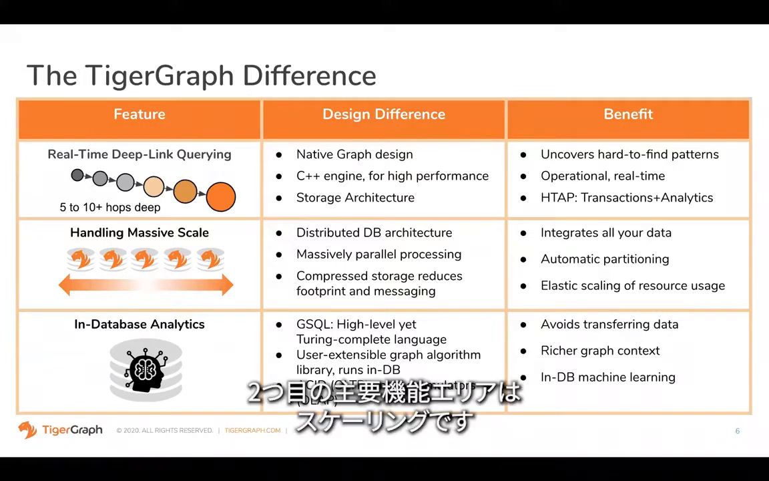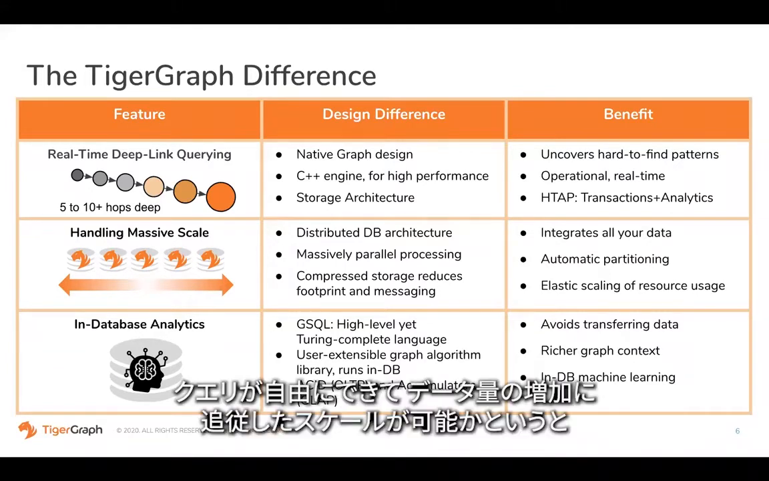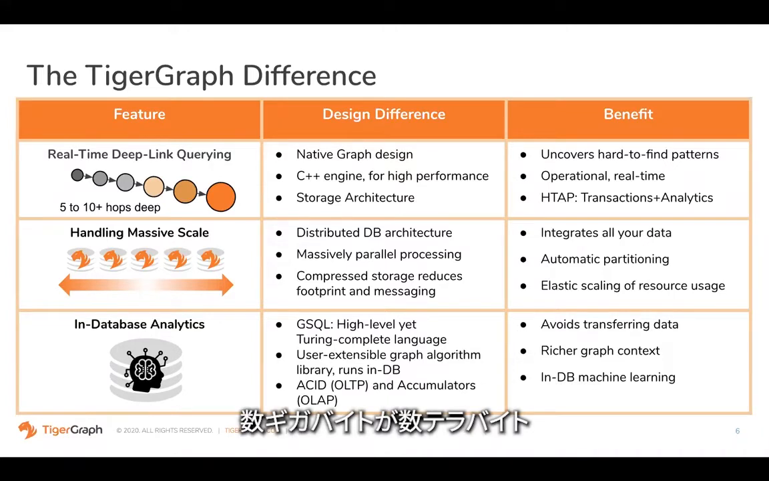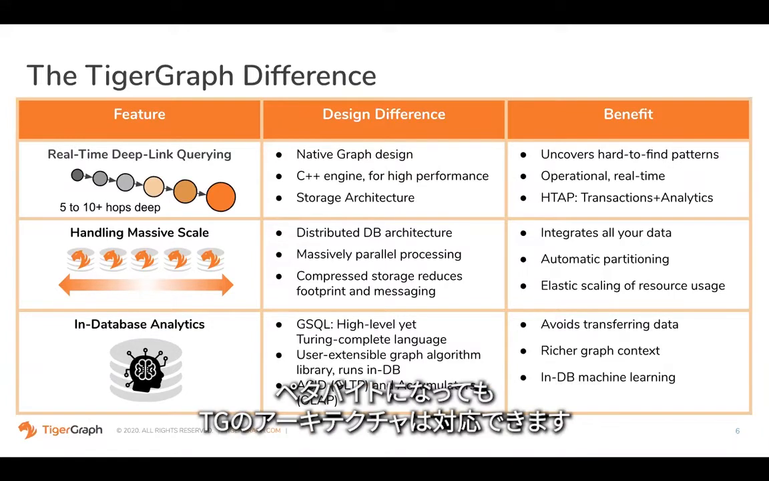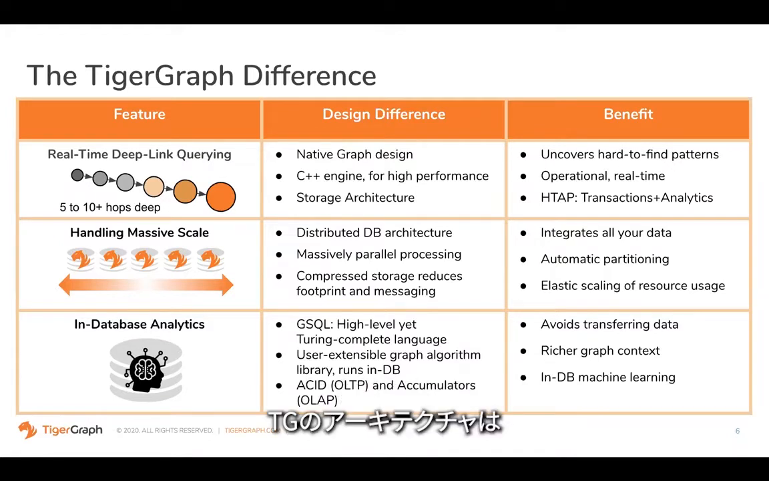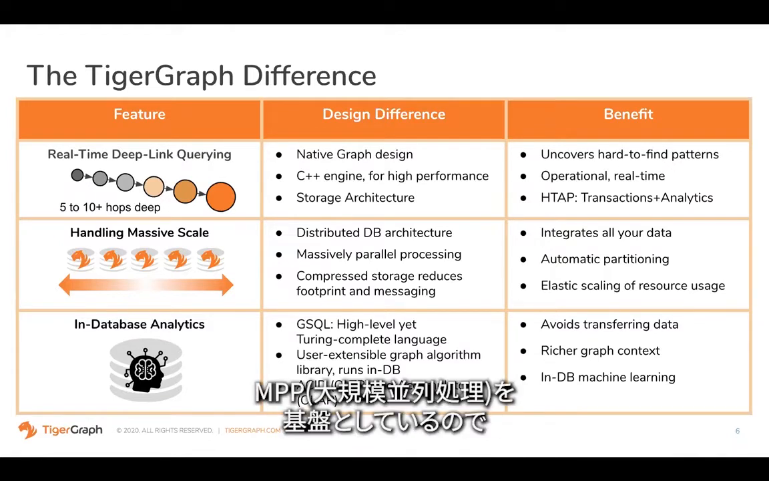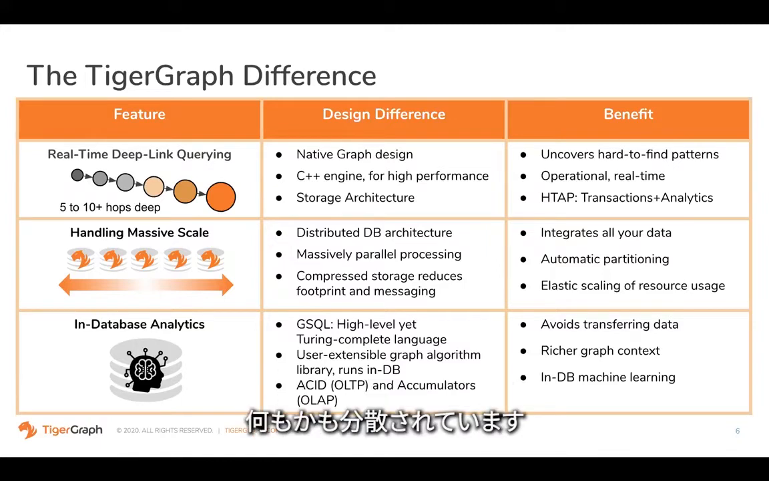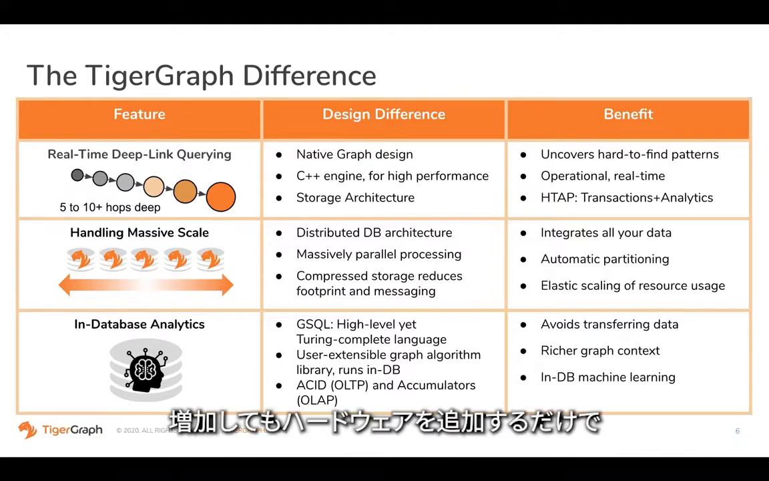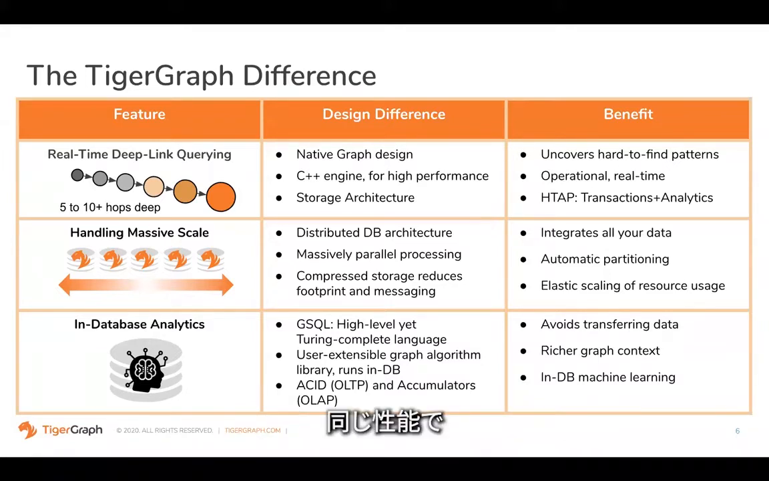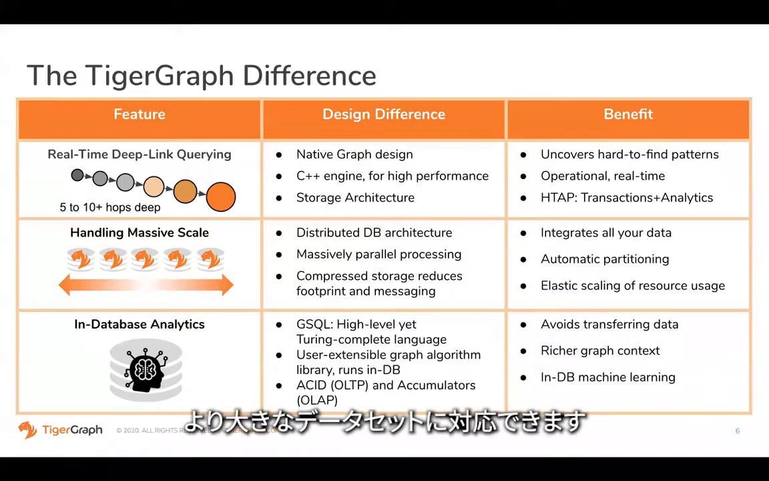Now, coming to the second key feature area, which is scale. Now you can do all of the querying, but can you handle scale as the data grows? When you go from a few gigabytes to a few terabytes and even a petabyte. Our architecture does that. We are based on a massively parallel processing architecture, MPP. So everything is distributed. As your data sizes increase over time, you just add hardware and you're able to keep the same performance and ability to support larger data sets.